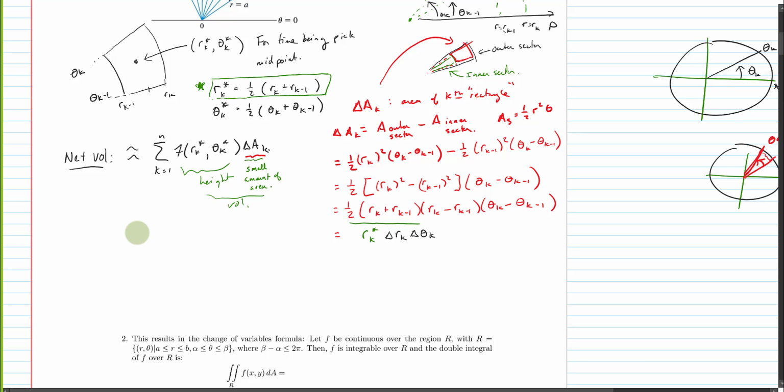So finally then we could say that this sum over here is the same thing as the sum from k equals 1 to n of f of r sub k star, theta k star, then r k star delta r k delta theta k.